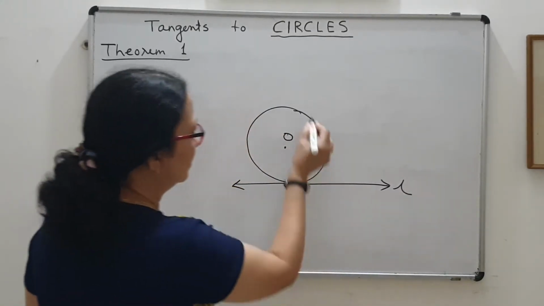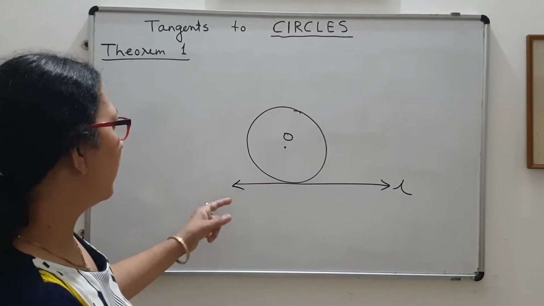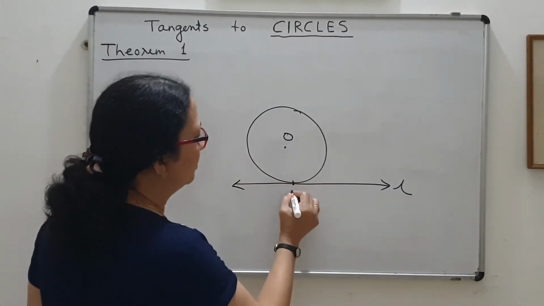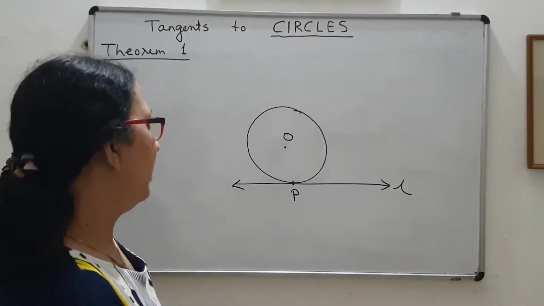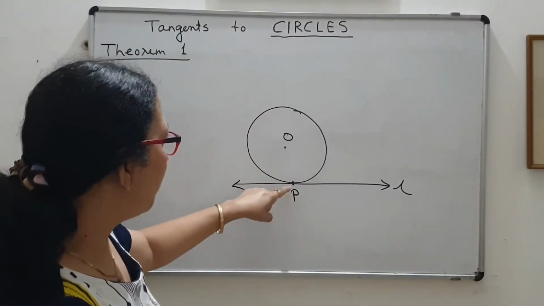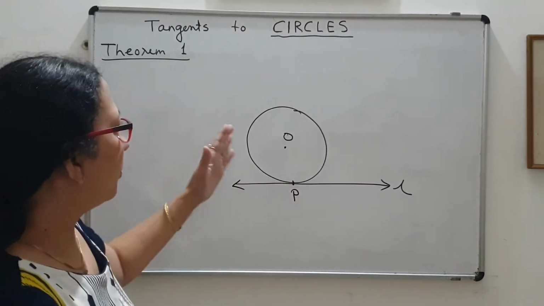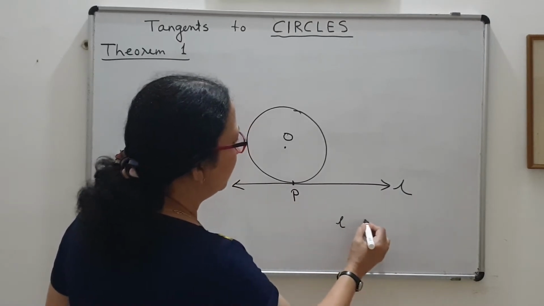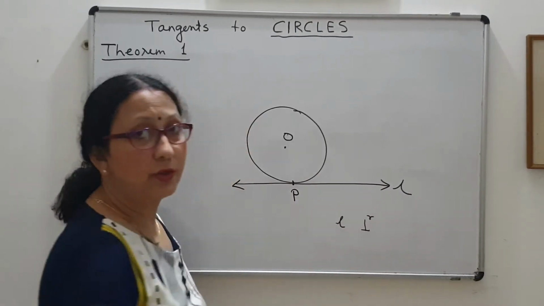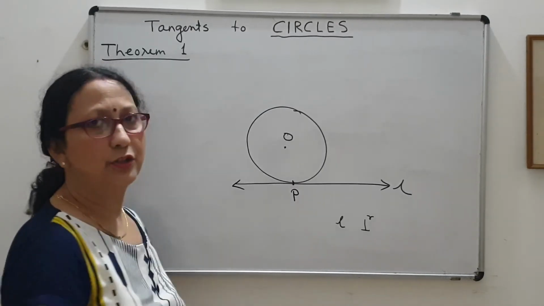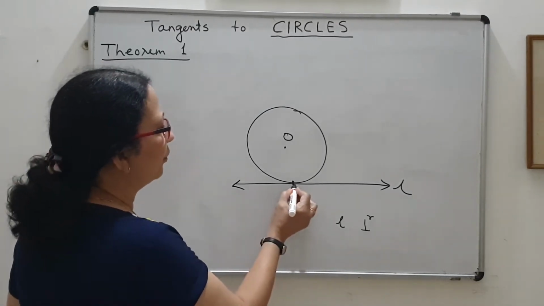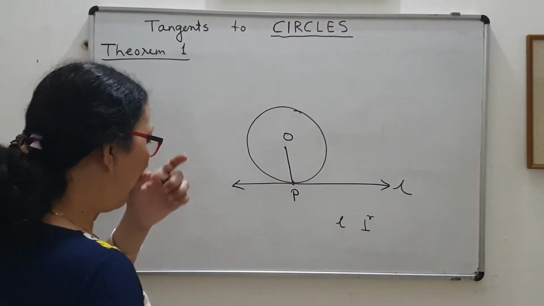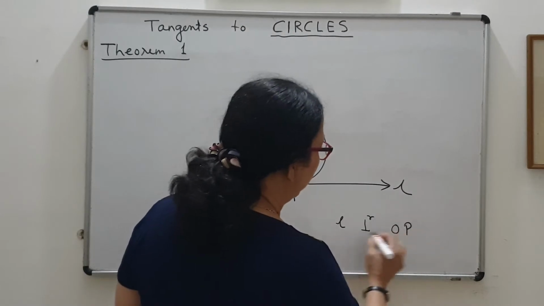It states that suppose this is a circle with center O and this line L is tangent to the circle at the point P, that is P is the point of contact. So we say in this way, line is tangent to the circle at the point of contact P. According to the theorem, this tangent is perpendicular to the radius through the point of contact. That means this is the point of contact, so radius to the point of contact will be this one. So this is about the theorem.